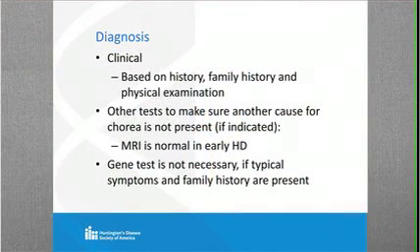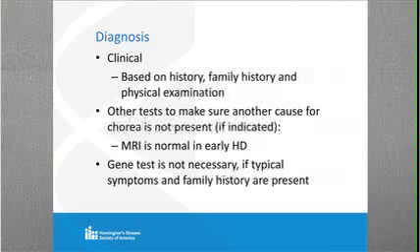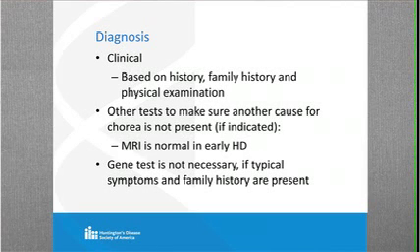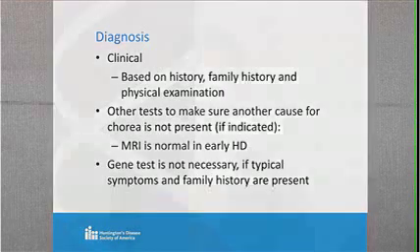In terms of the diagnosis, it's a clinical diagnosis. So this is based on the history, family history, and physical examination. You can do other tests to make sure that there isn't another cause for chorea if it's indicated based on the history and based on your physical examination. An MRI is typically normal in early Huntington's disease, although there can be, in early or moderate stages, atrophy causing enlargement of the ventricles.